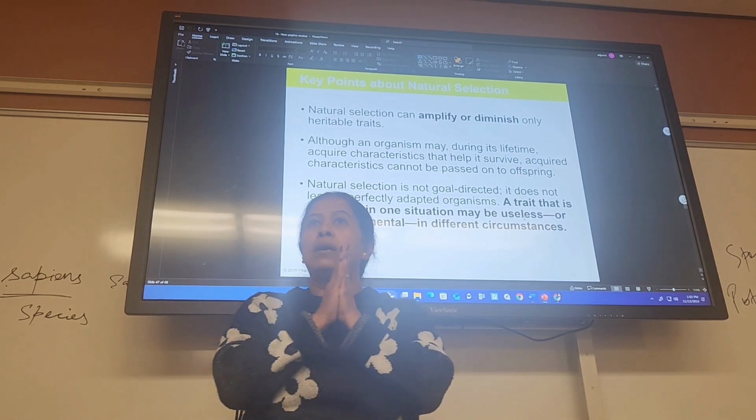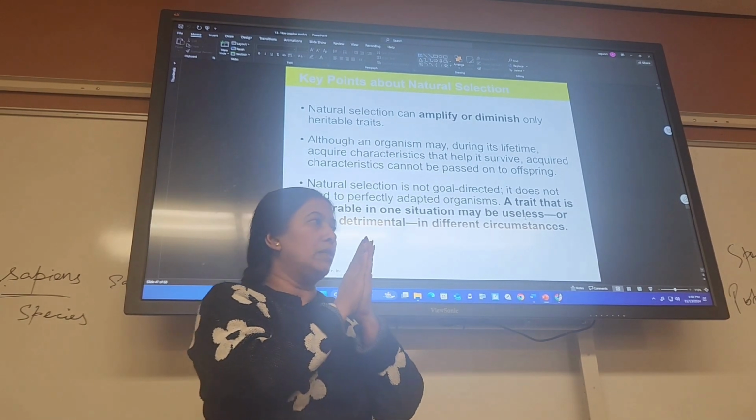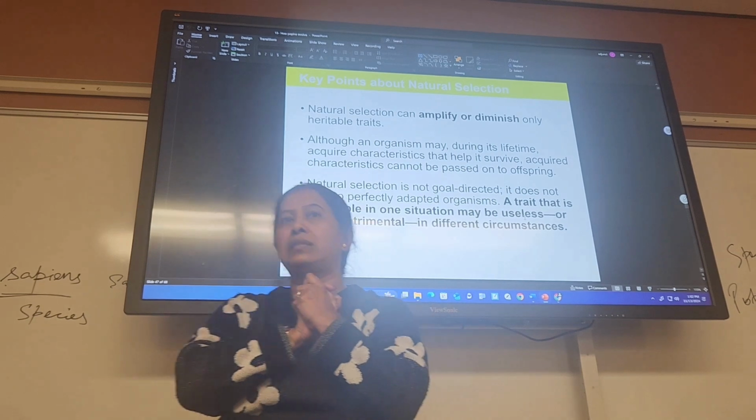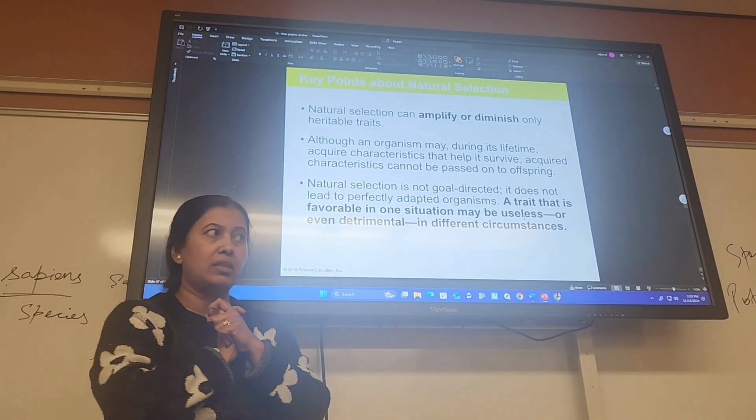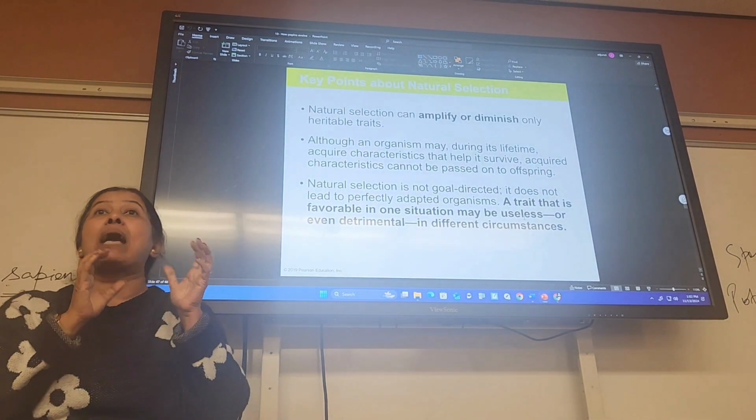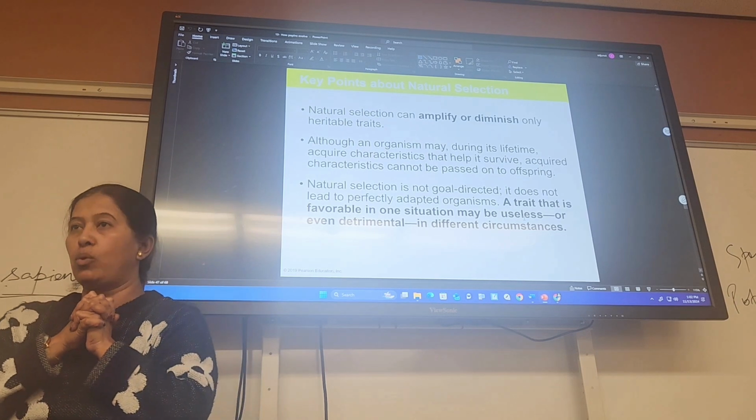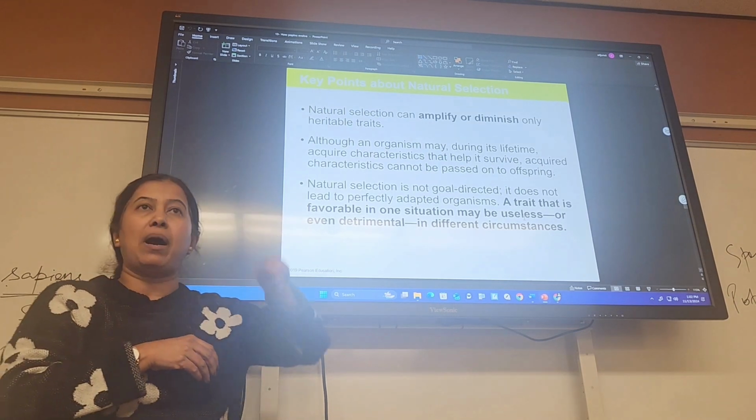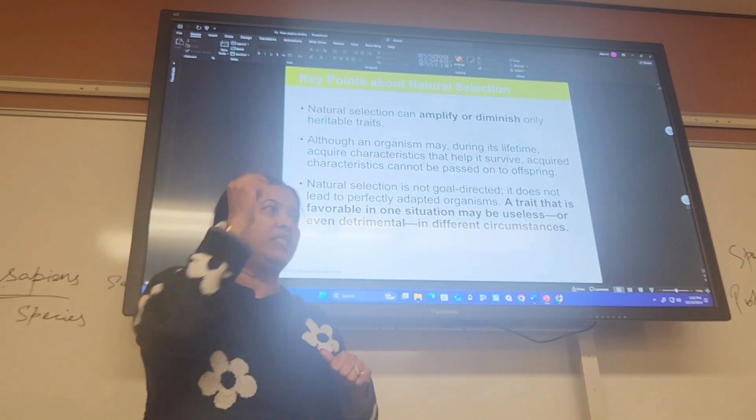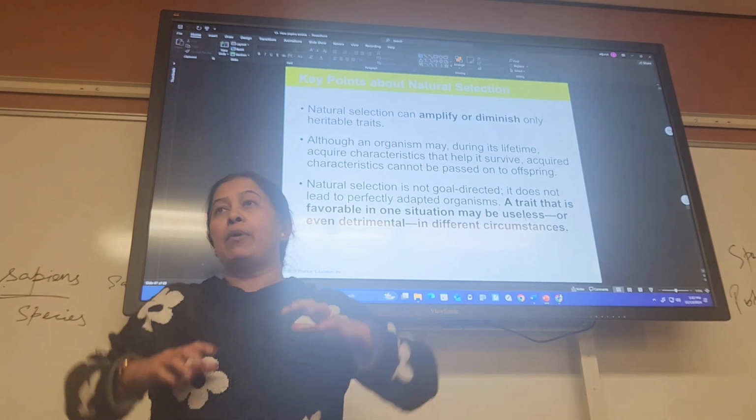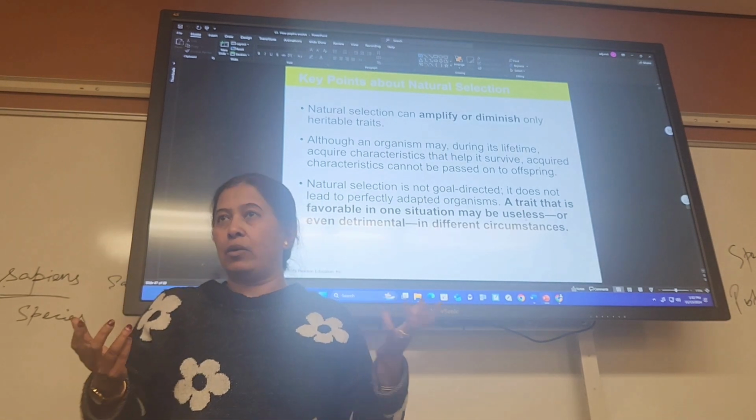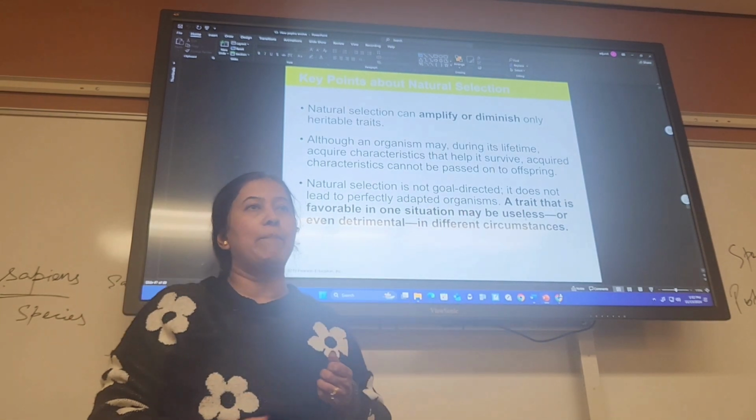So when the light colored moths had a survival advantage over the dark colored ones, because they could camouflage with the white snow. When they are sitting on the tree bark, nobody could see them. The birds could not see them and could not eat the white moths because they were camouflaged. They could hide, they could blend in with the background.